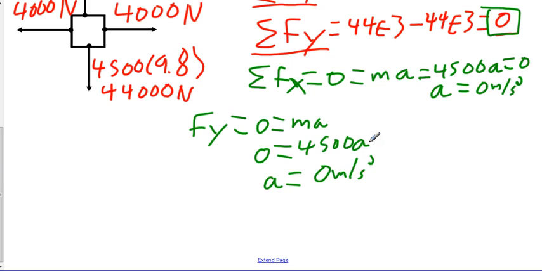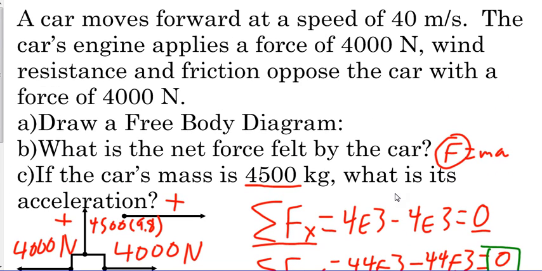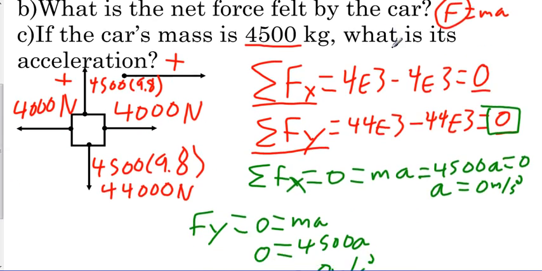Now here's where we want to pause for just a moment. You want to be careful with your understanding of zero acceleration. In this case, our car is still moving. It's simply not accelerating. If we look back up here, it is moving forward at a speed of 40 meters per second. We found that the acceleration is 0 meters per second squared, which means that there is not going to be any change in this particular velocity. You want to be careful.